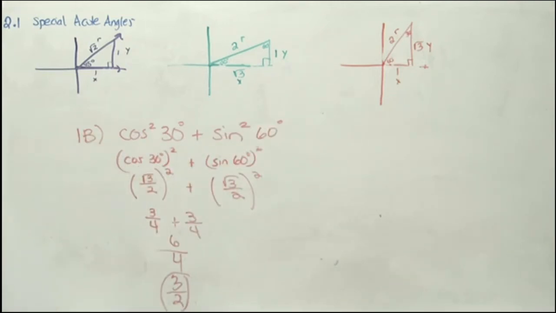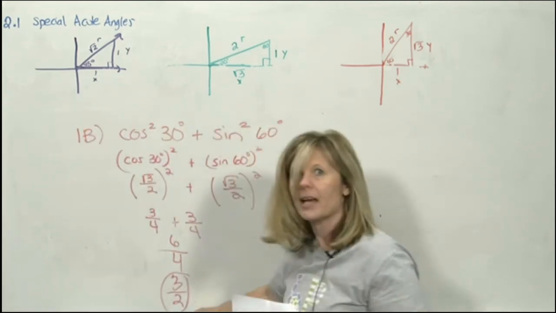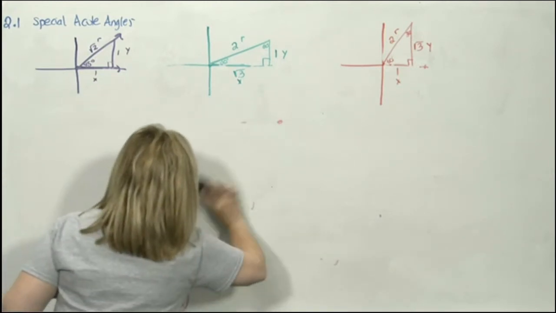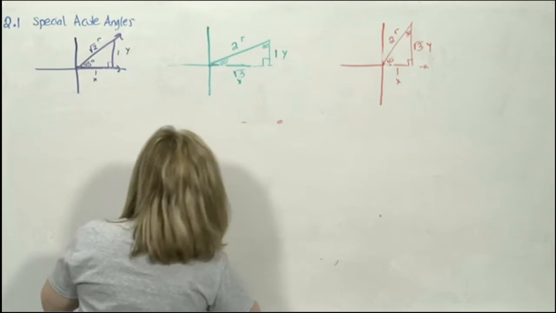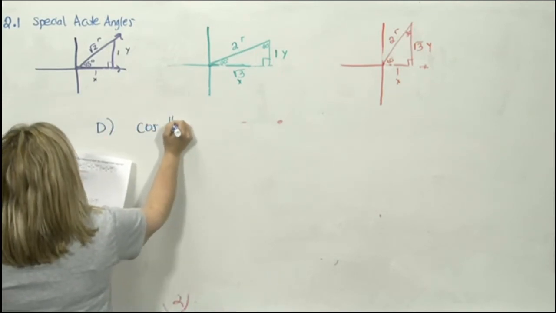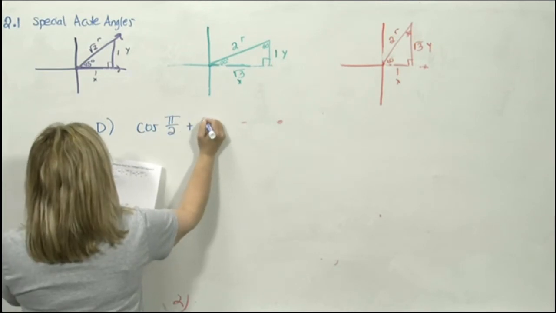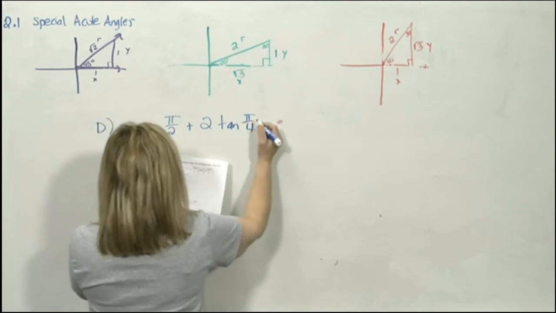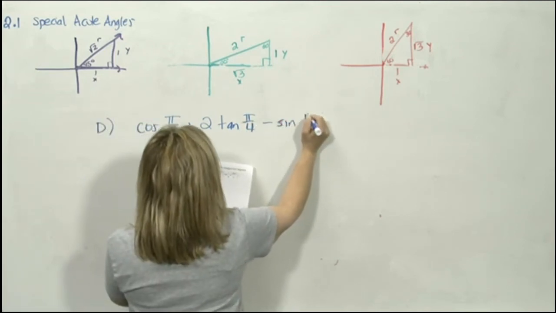Let's do one more in the notes. Let's go to that example D. D looks good. Okay, I'm going to erase this and we're going to go to example D. Let's do one more. D says the cosine of pi over 2 plus 2 times the tangent of pi over 4 minus the sine of pi over 3.